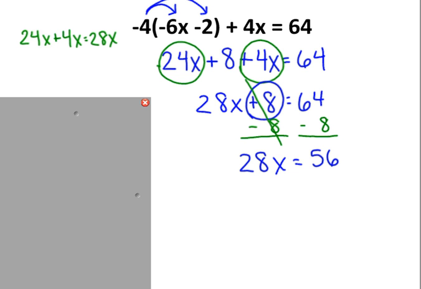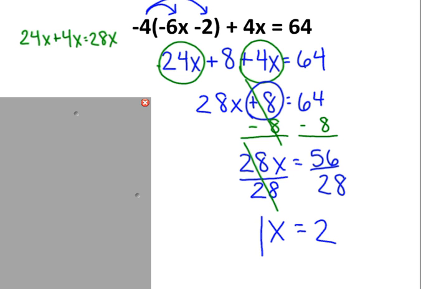I still do not have the variable by itself. When a number is attached to a variable, the operation is multiplication. Therefore, the inverse operation would be division. I am going to divide both sides by 28. 28 divided by 28 is equal to 1, so these two numbers cancel out. I am left with x on the left side of the equal sign, and 56 divided by 28 is equal to 2. I now have the variable by itself, so therefore my answer is x equals 2.